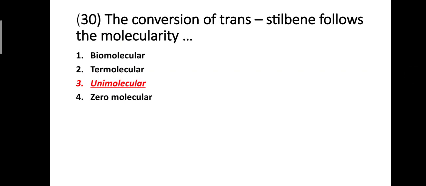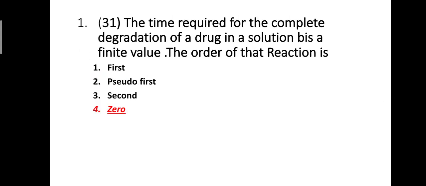Question number 30. The conversion of trans-tubulin follows the molecularity. Option first, bimolecular. Option second, termolecular. Option third, unimolecular. And option 4, zero molecular. And the correct answer is option number 3, unimolecular.